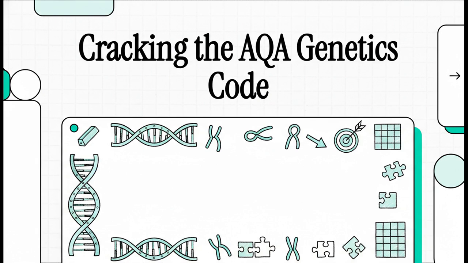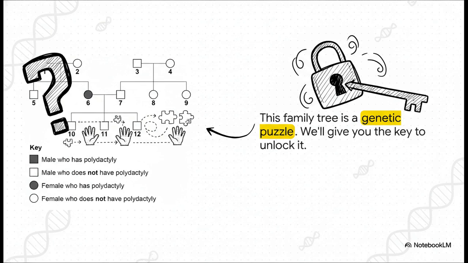Let's do this. So at the heart of this whole thing is this pedigree chart. Now, I know it might look a little intimidating, but honestly, just think of it like a family mystery. It's a puzzle that shows how a genetic disorder, in this case polydactyly, has been passed down. Our job is to be the detectives and decode the clues hidden in these little shapes and lines.